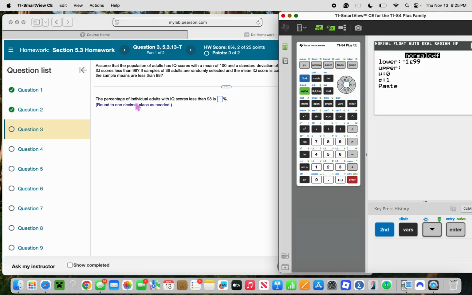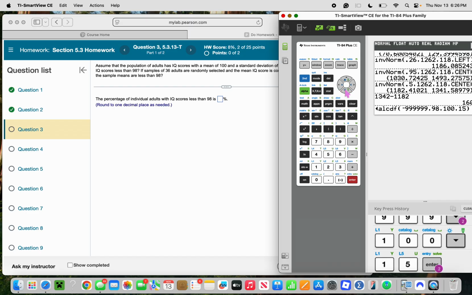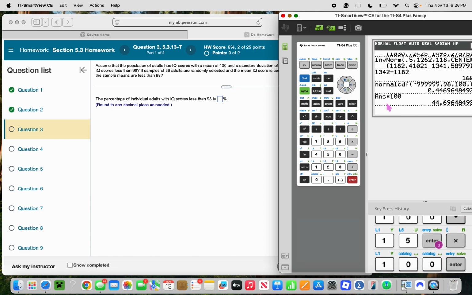So less than 98, 98 is my upper bound. Negative 999 is my lower bound, with as many nines as I want. The average is 100. The standard deviation is 15. And that is 0.4469. But then it says to round to one decimal place, and it's a percentage, so I'm going to multiply that by 100, and I get 44.7%.